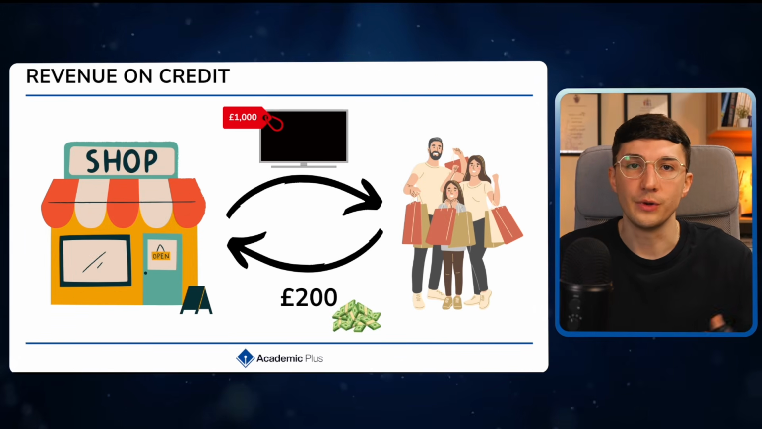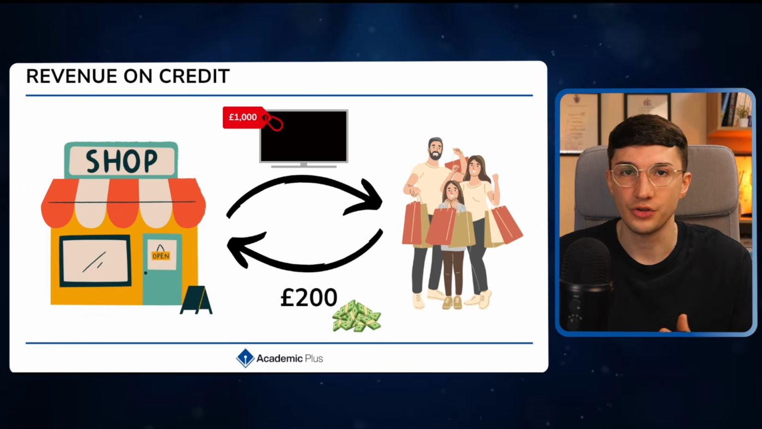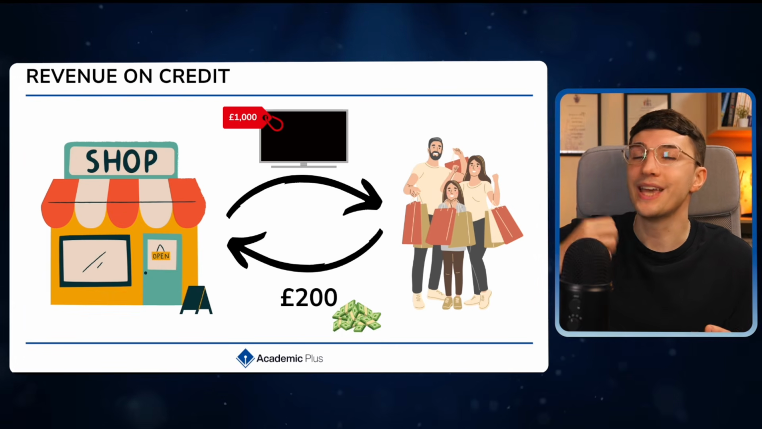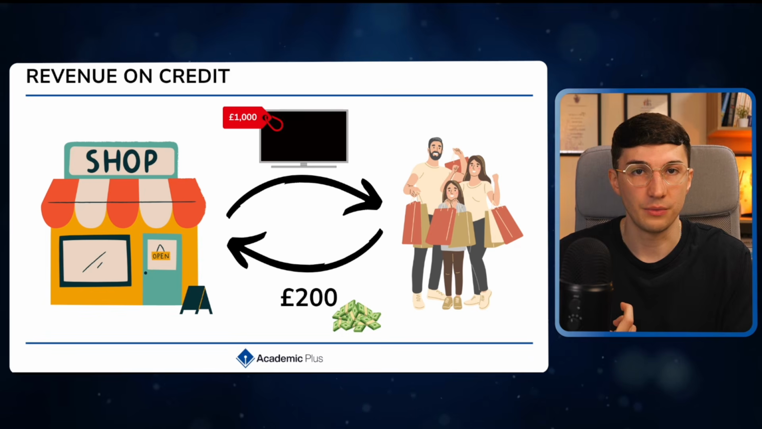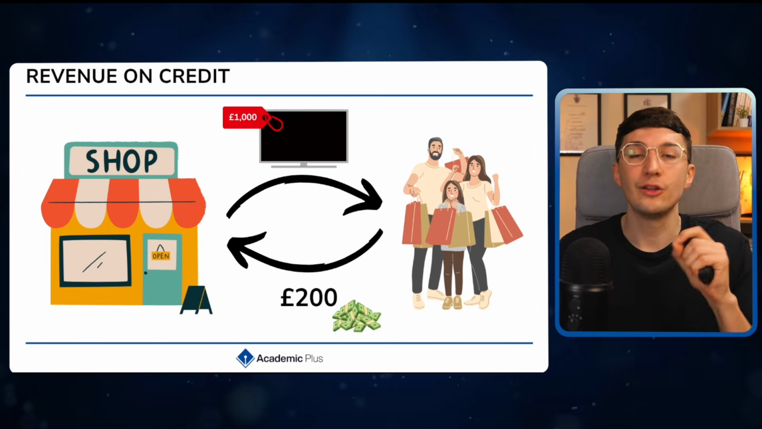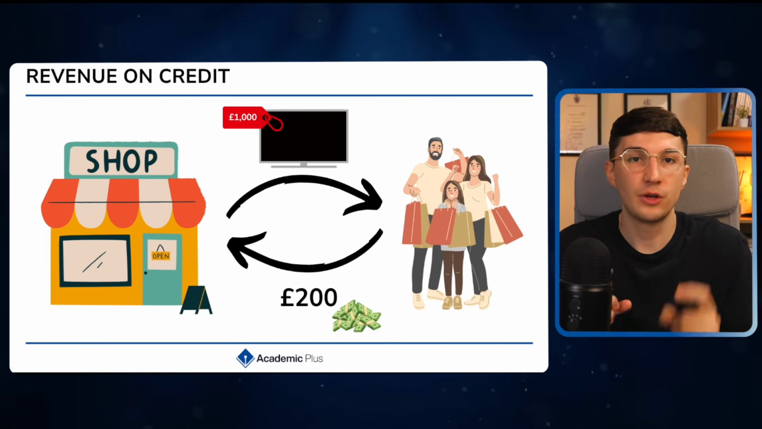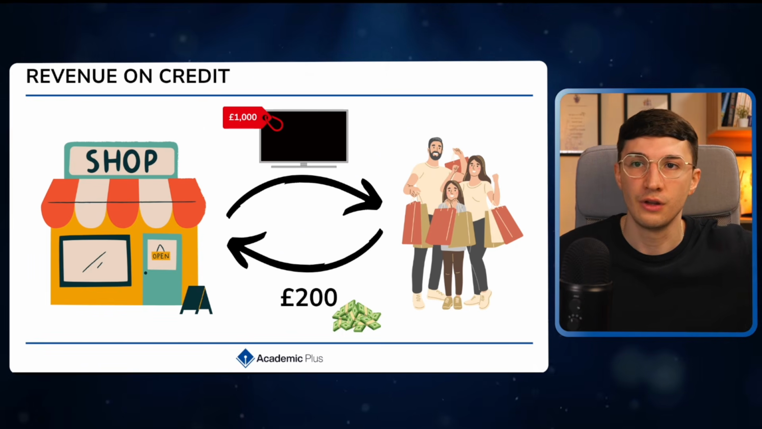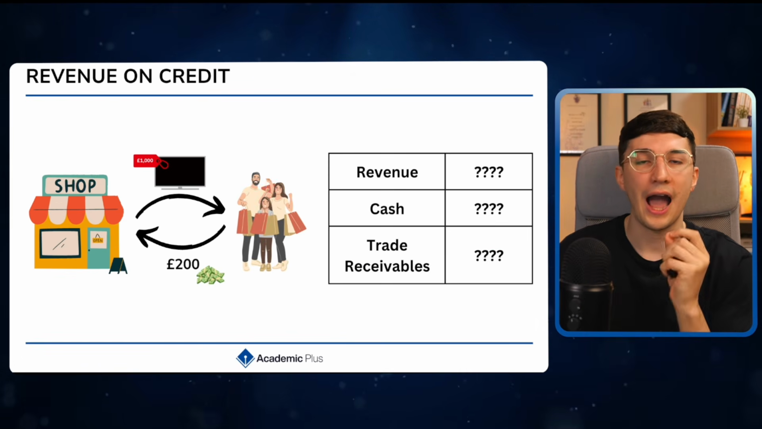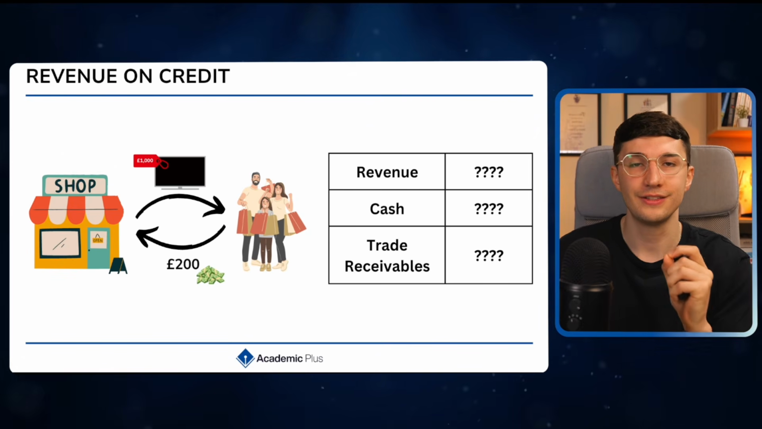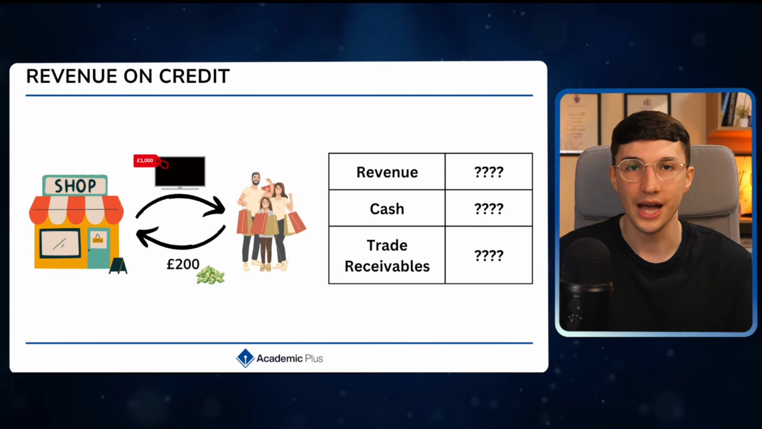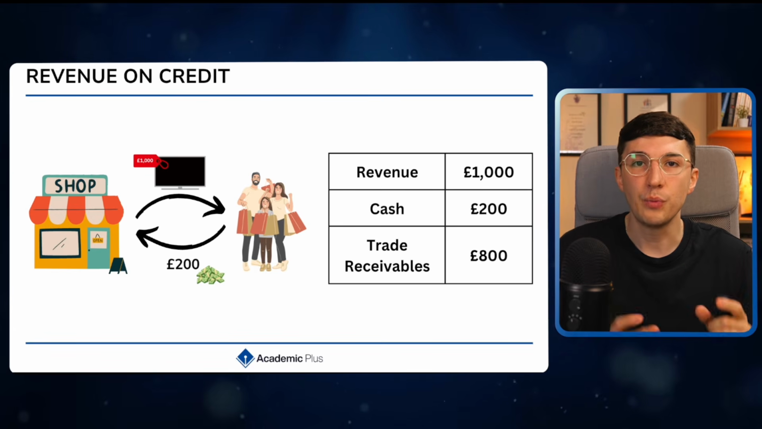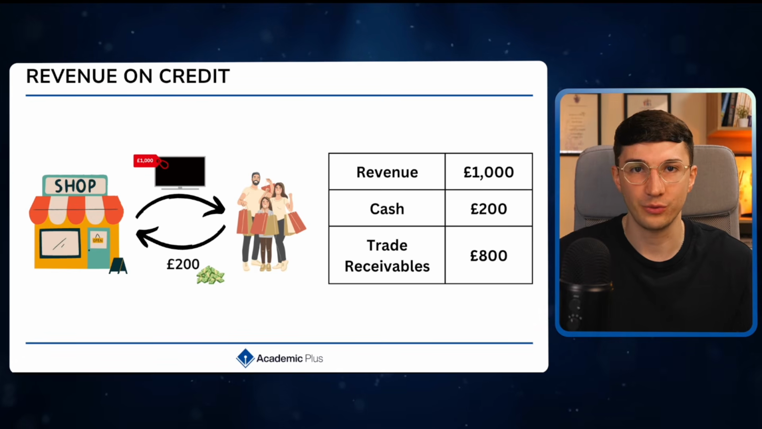But I might offer them some credit terms. So the customer would get the TV today for £1,000, but they would only pay £200 cash, because the rest of the £800 would come in after 60 days. Now, when we look at how we start recording this, this is the key difference between revenue and cash. Today we have to record the £1,000 transaction.